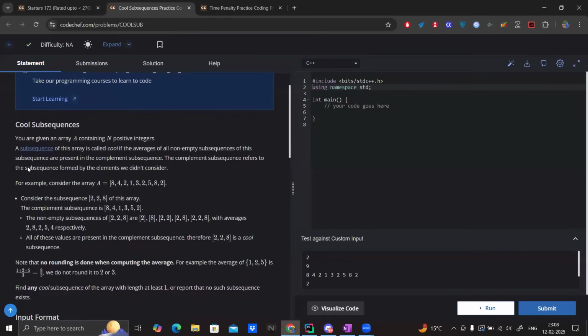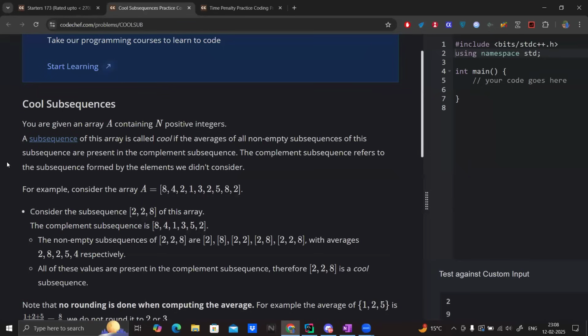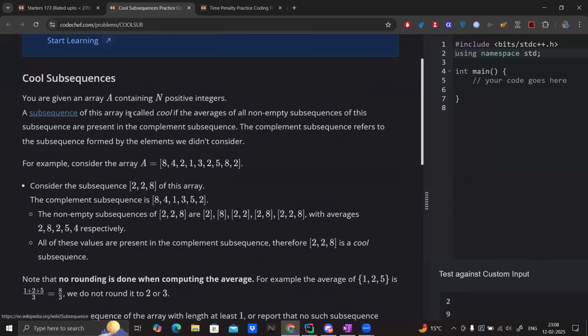which is called cool subsequences. You are given an array A containing n positive integers. A subsequence of this array is called cool if the averages of all non-empty subsequences of the subsequence are present in the complement subsequence. The complement subsequence refers to the subsequence formed by elements we didn't consider.